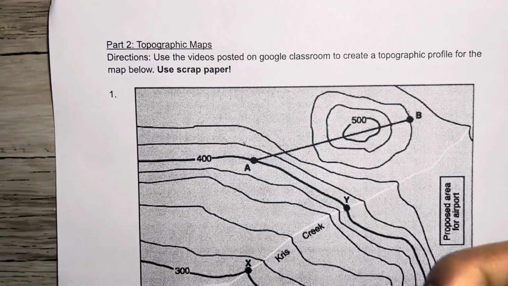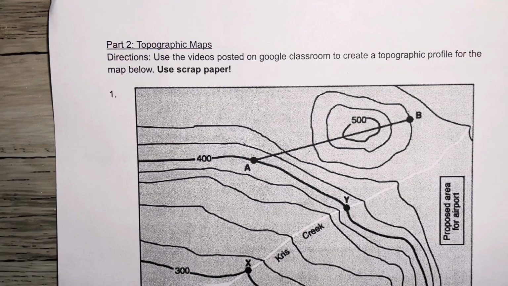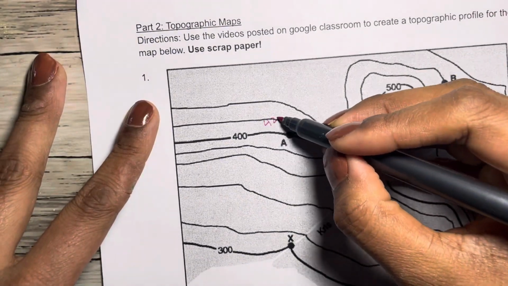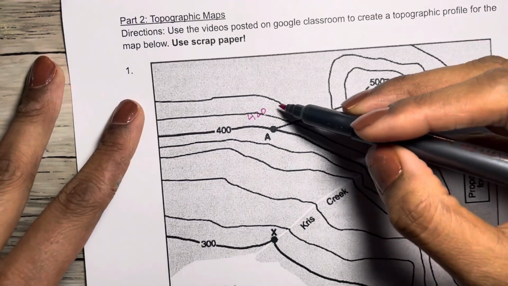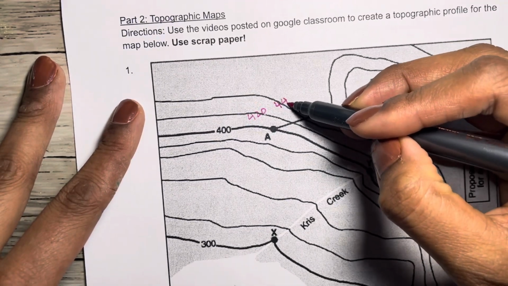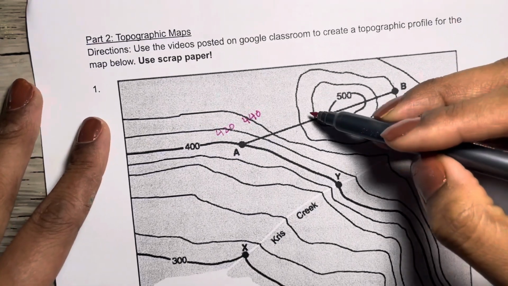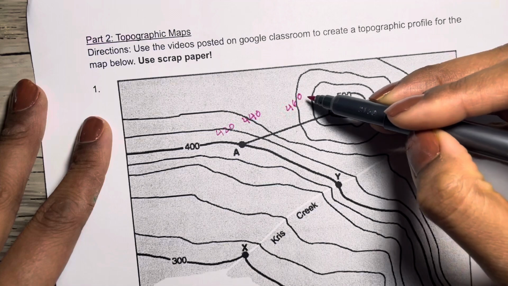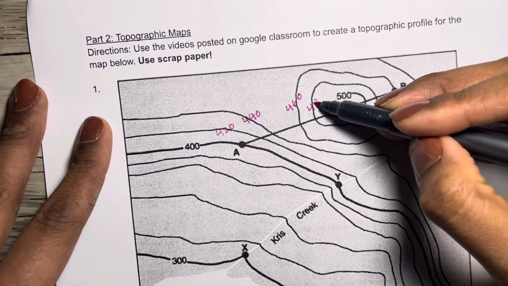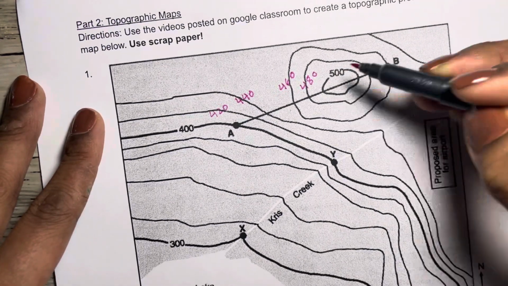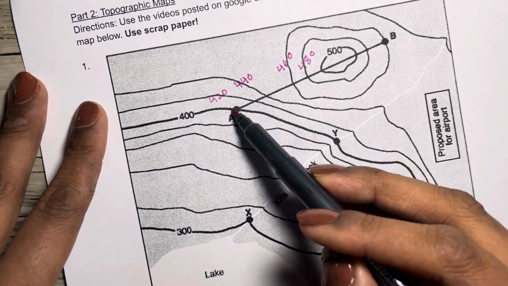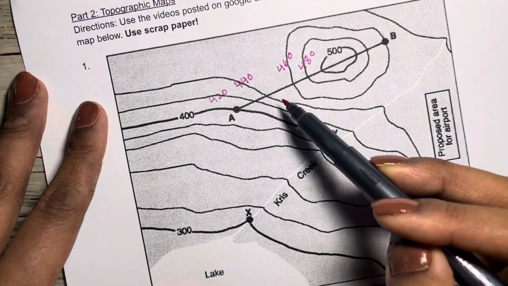I'm going to use my marker to write this. 420, and this one must be 440. So then this one must be 460, 480, and finally this is 500. Okay, but we need to figure out the elevations for each line crossing through line AB.